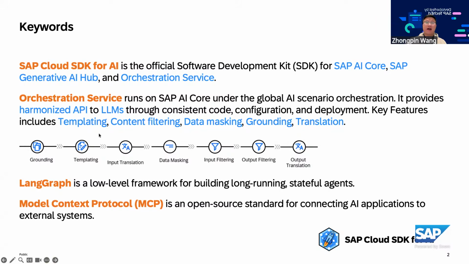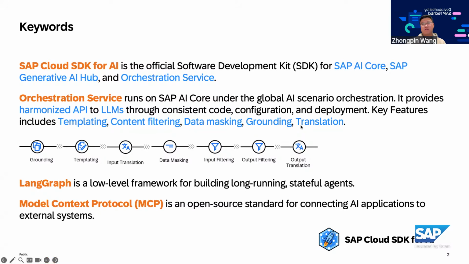For example, we have features like templating, which gives you a bunch of placeholders, and you can assign values to a prompt. There is another module called content filtering, which you can use to filter sensitive data or protect your prompts against prompt attacks. And there is a data masking service where you can avoid leaking your sensitive information and mask it before you send it to LLMs. And also the grounding, or the very famous RAG, retrieval augmentation, is also supported by the service.